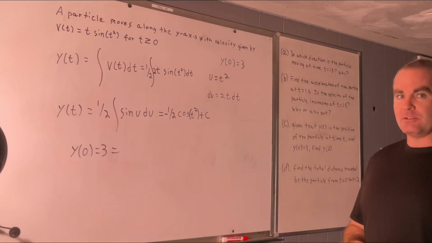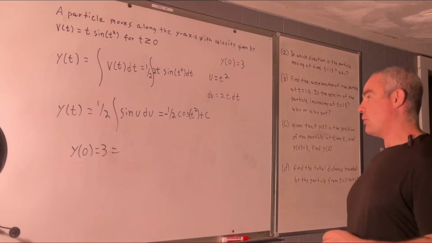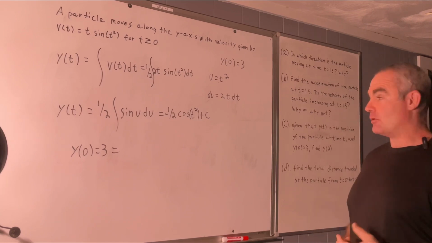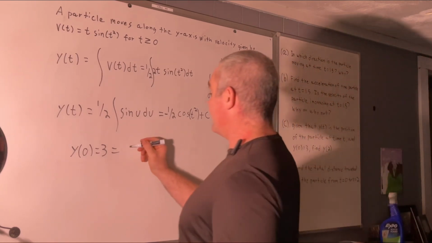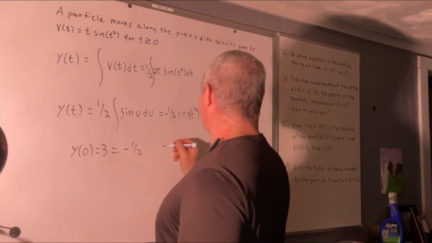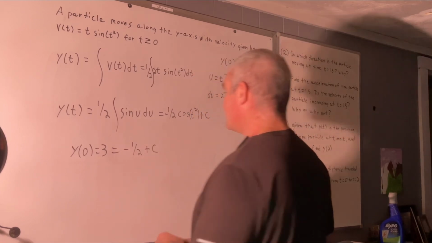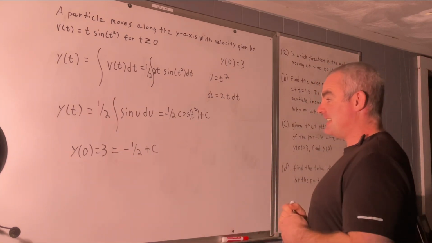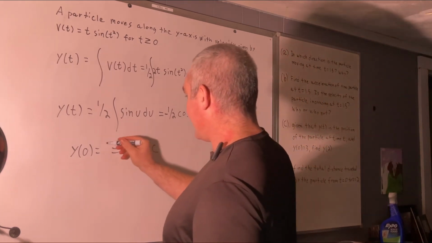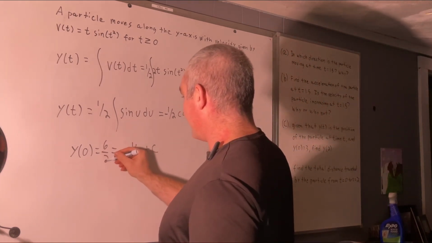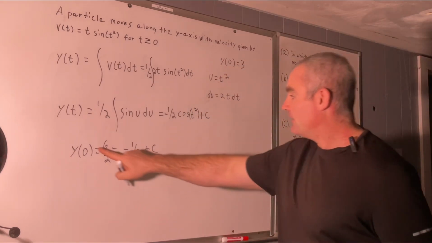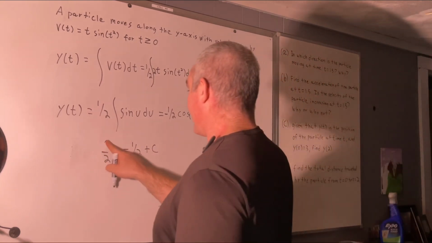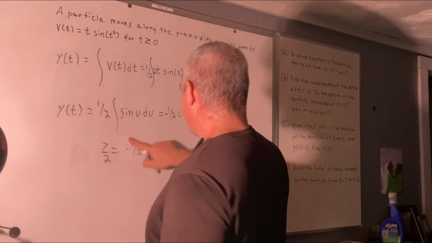What is cosine 0? You have to know that. You have to have memorized, or at least be able to tell me that the cosine of 0 is 1. So we have negative 1/2 plus c. Well, if 3 is equal to negative 1/2 plus c, what is c equal to? Well, let's make this 3 a 6/2, and then add 1/2 to both sides of this equation, giving us 7/2 is equal to c.